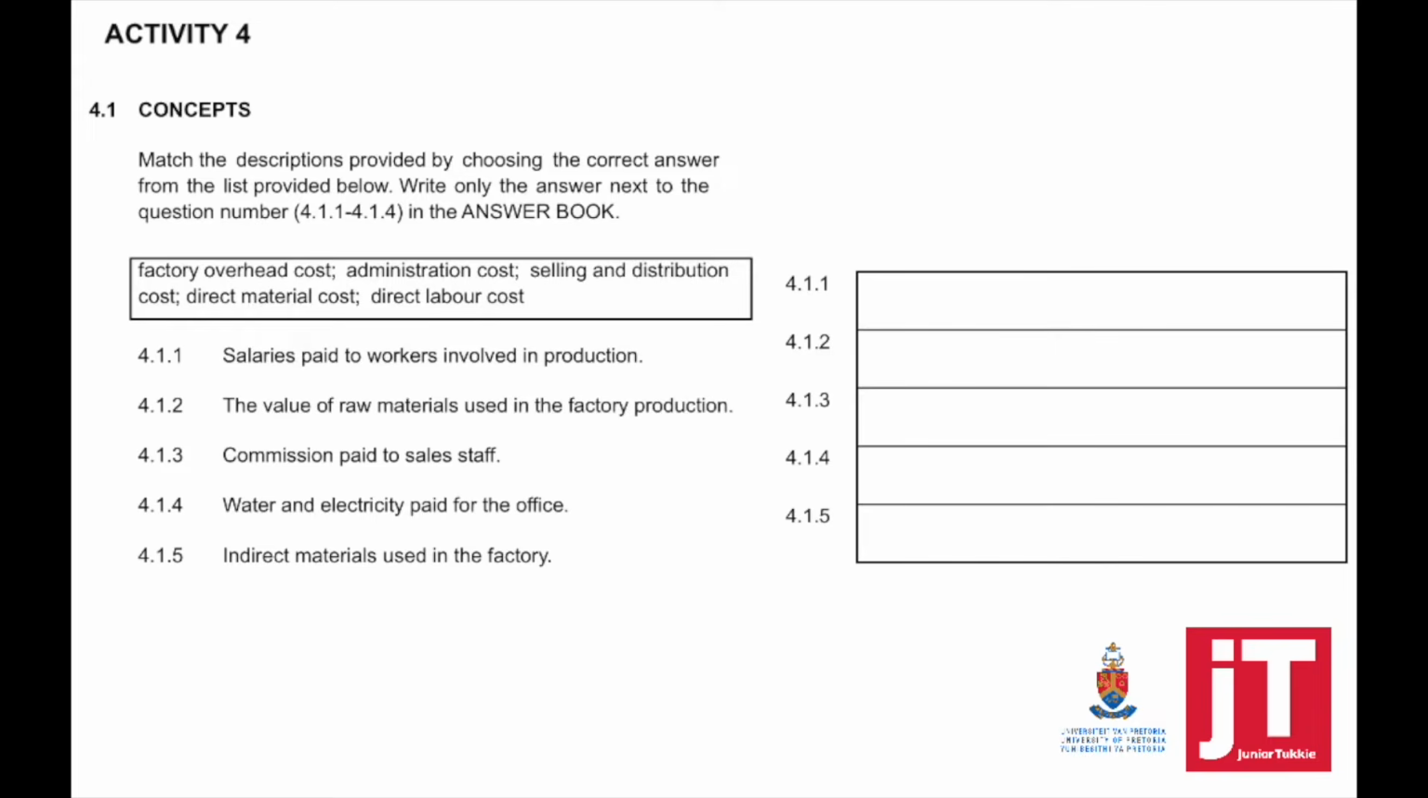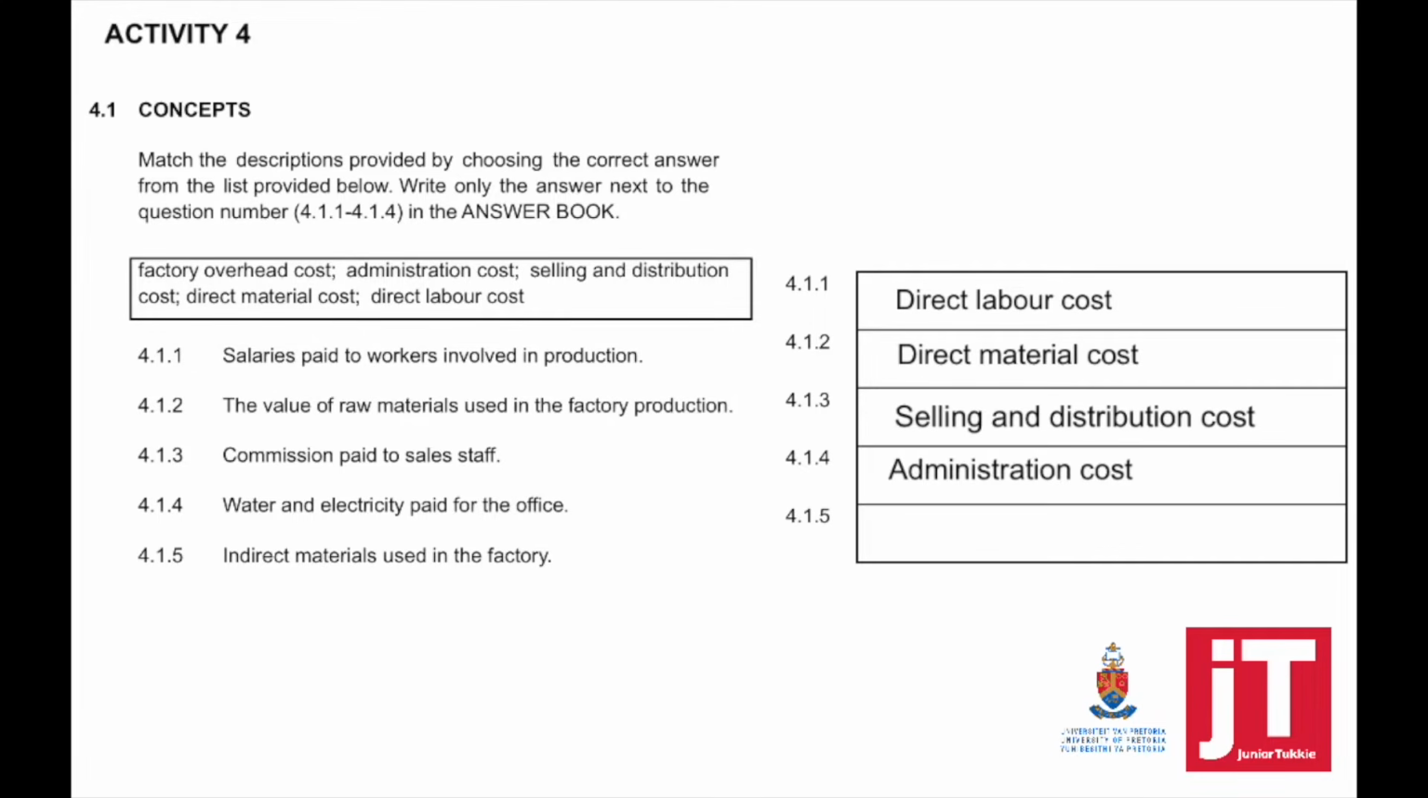So question 4.1.1, salaries paid to workers involved in production is direct labor cost. Number 2, the value of raw materials used in the factory production is direct labor cost. Commission paid to sales staff will form part of your selling and distribution cost. Number 4, water and electricity paid for the office will be administration cost. Number 5, indirect materials used in the factory forms part of your factory overhead cost.